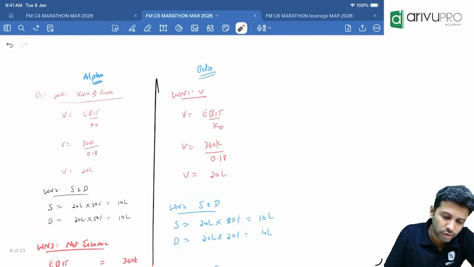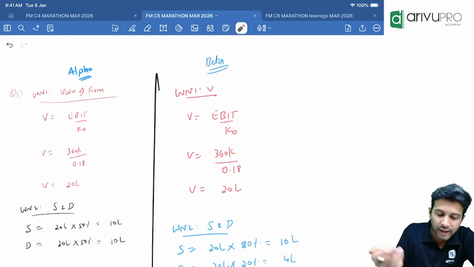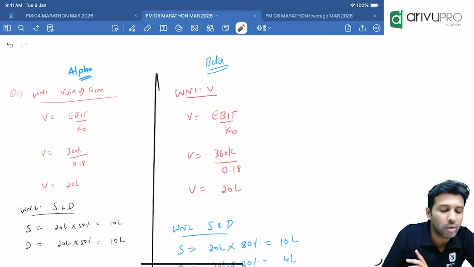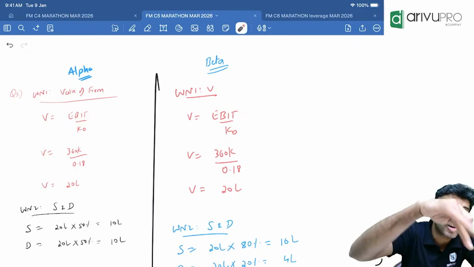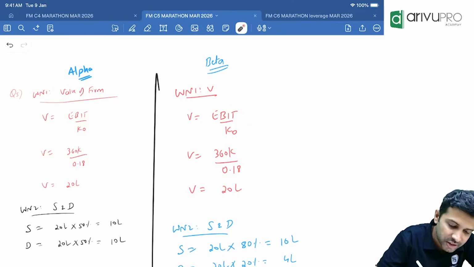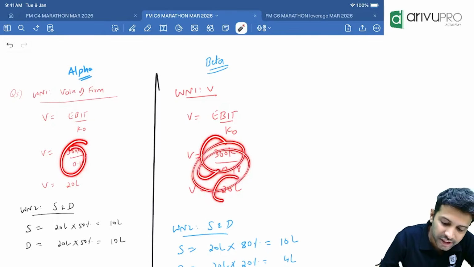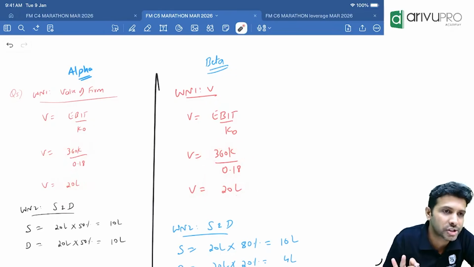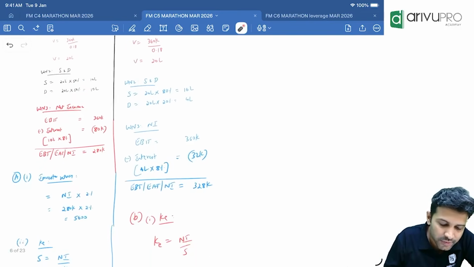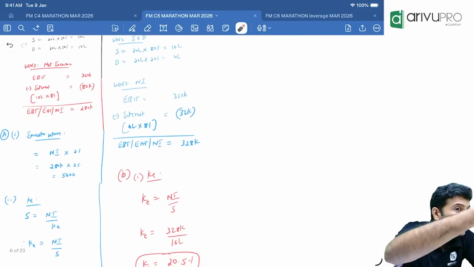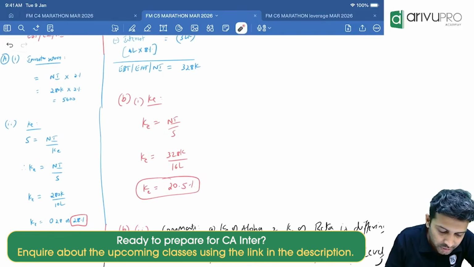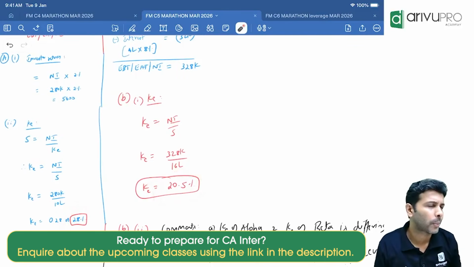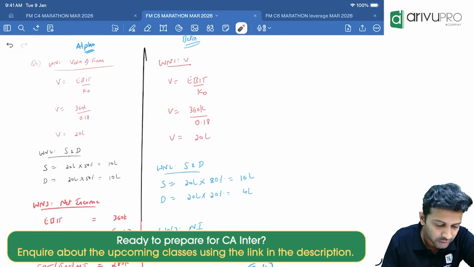In fact, you can prove one more thing: under the net operating income approach, EBIT, KO, KD, and even the value of the firm will all be constant. That's the reason we are using different data but the same values. Check here, all these three are the same, no change. Only cost of equity, the theory said, will change. Here check, how much is it? 28. Here it is 20.5. And it is common sense also.